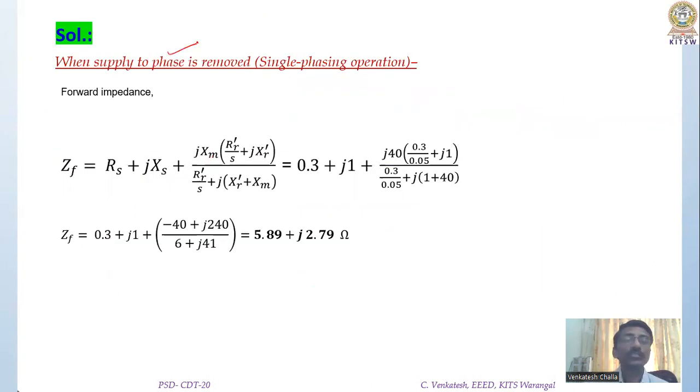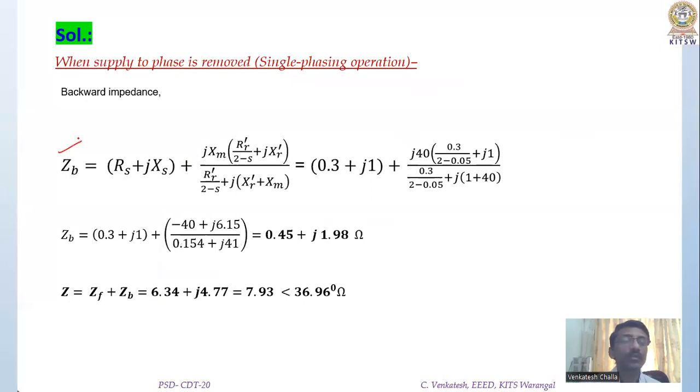Now, when one supply is removed, that is, the motor is operating under single phasing condition, then we have to calculate the forward impedance and backward impedance. Why? Because the slip is changing. So ZF will be equal to RS plus XS plus this term. Then you will get the forward impedance as 5.89 plus j 2.79.